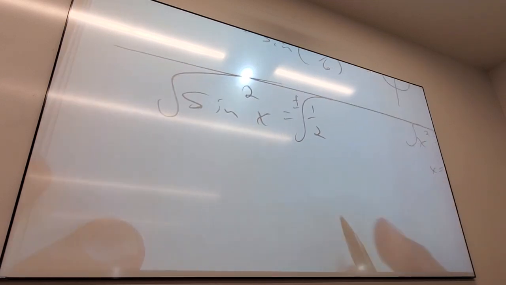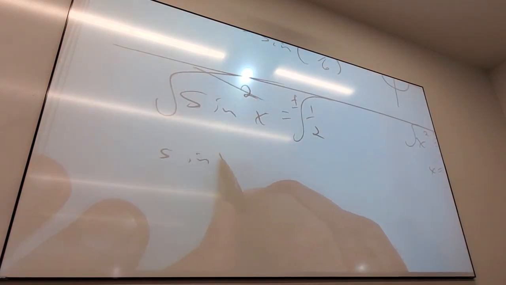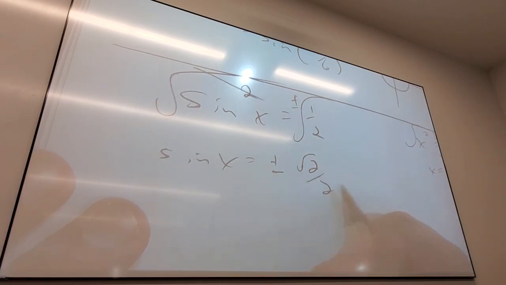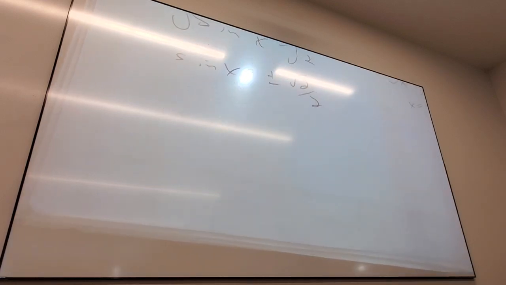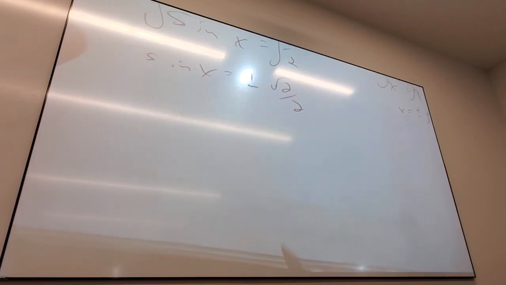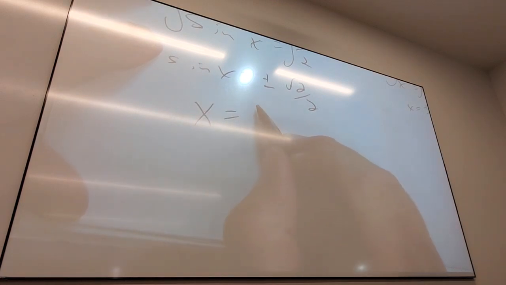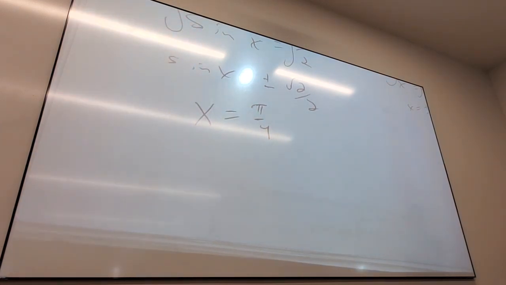So sine x equals, what do you get over here? Plus or minus rad 2 over 2. Because you get 1 over rad 2, and if you rationalize it, you get that. Does that number look familiar? Totally. So can somebody give me one answer for this? In radians. Pi over 4. That question by itself has to be easy.